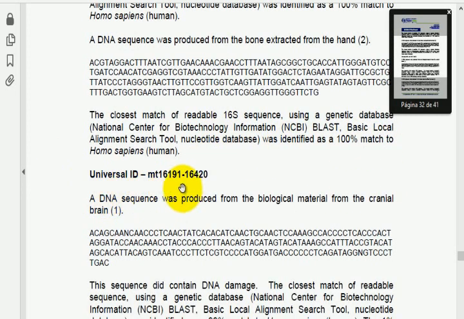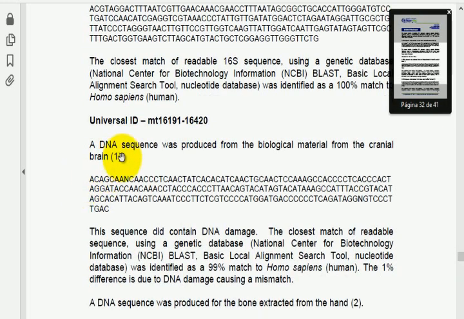And here we have more information. This is the mitochondrial material, and this is the 16,191 to 16,420. And here it says, a DNA sequence was produced from biological material from the cranial brain. This is the first sample, the first sample extracted from the mummy from Nazca with the name Maria.